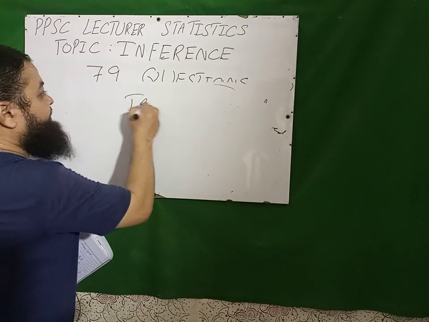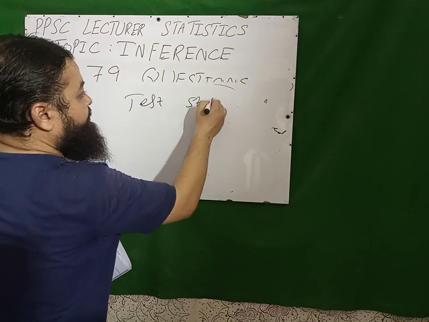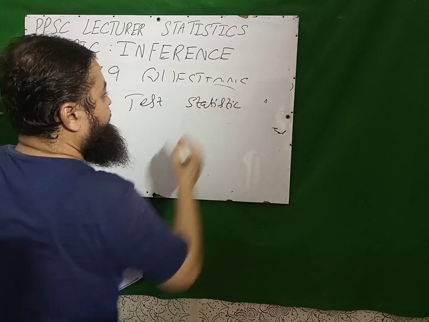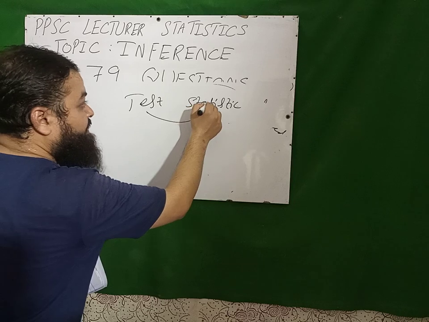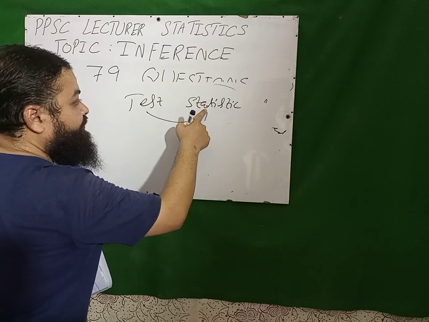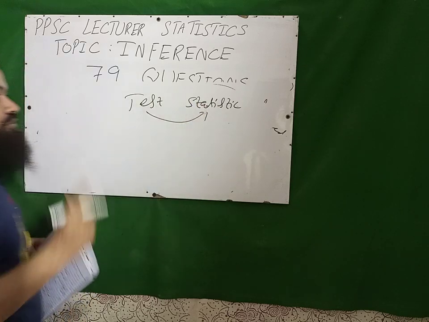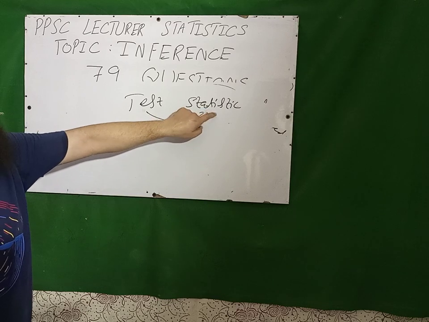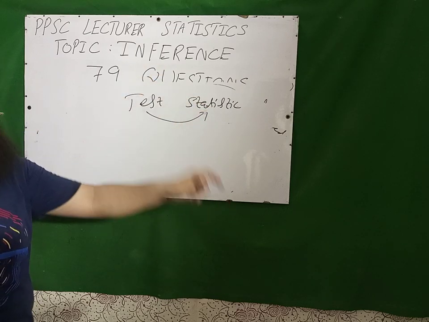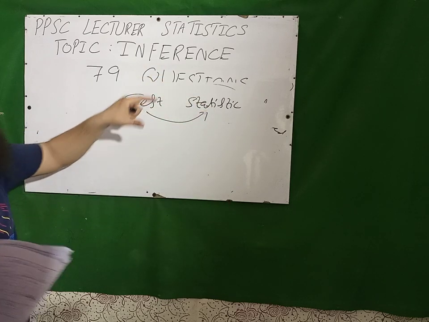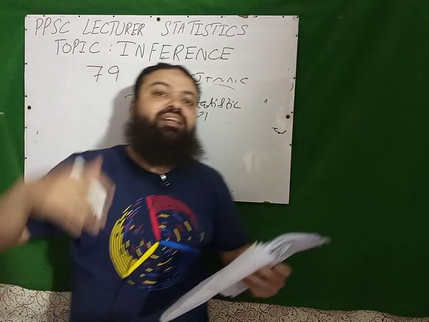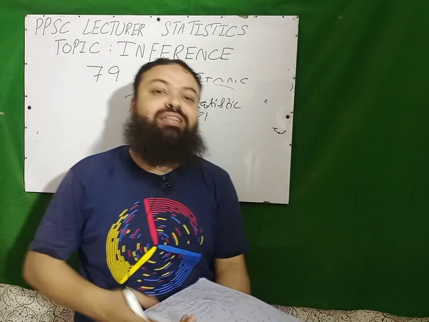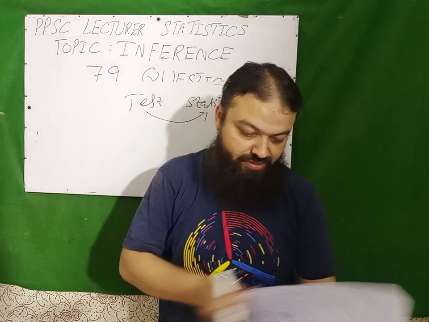Next question is, what is test statistic? A very important concept. The sample statistic which provides us the basis for testing the null hypothesis is called test statistic, and it has the sampling distribution. For example, sampling distribution of X bar.